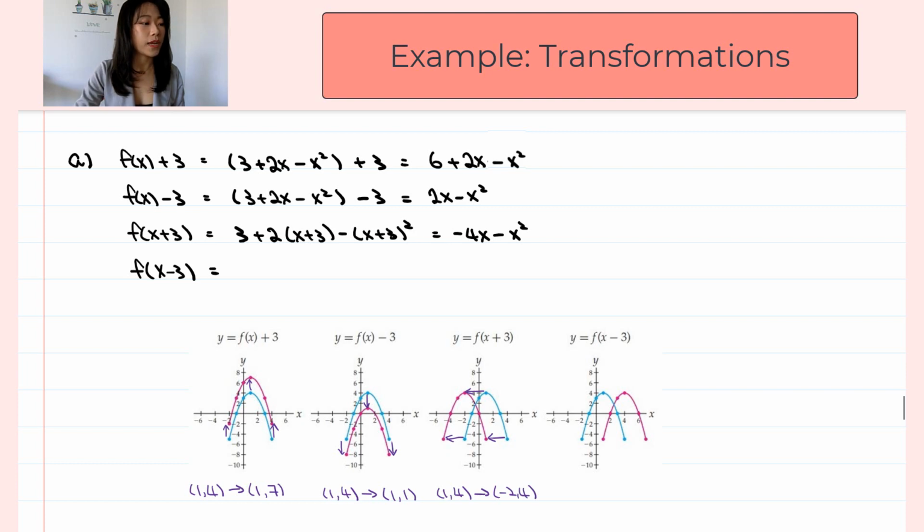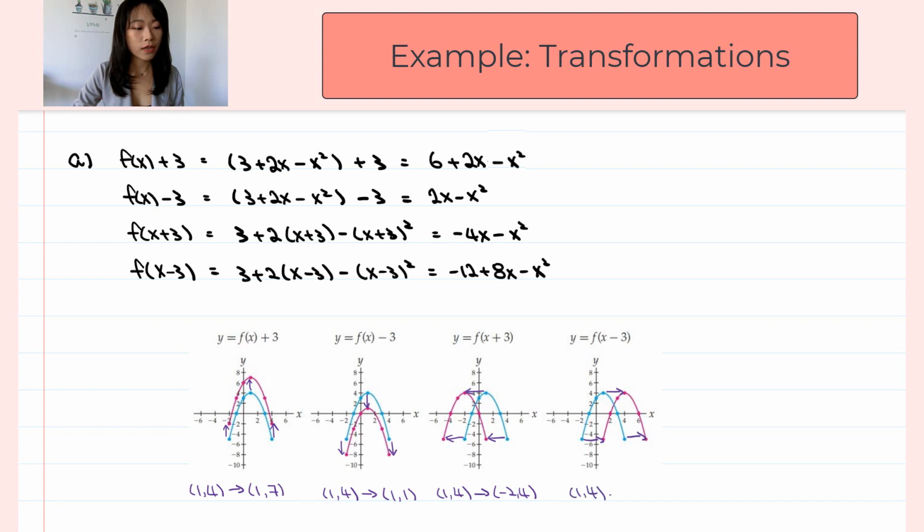How about the last transformation? Instead of x, we substitute x minus 3. We get 3 plus 2 times (x minus 3), then minus (x minus 3) squared. And we get negative 12 plus 8x minus x squared. On the graph, it is a horizontal translation rightward by 3 units. So the point (1, 4) is now (4, 4).